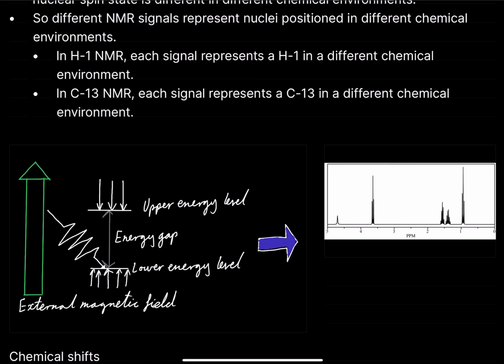The energy gap is the difference between the nuclei being able to spin with the overall spin and against the overall spin. So to change from going in one direction to the other, there's a certain energy gap. What NMR machines do is release radio waves, and those radio waves, as I'll show here, this radio wave here.